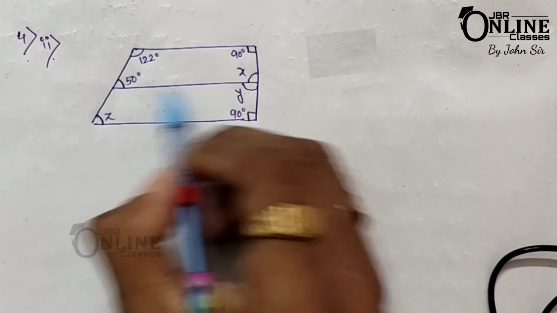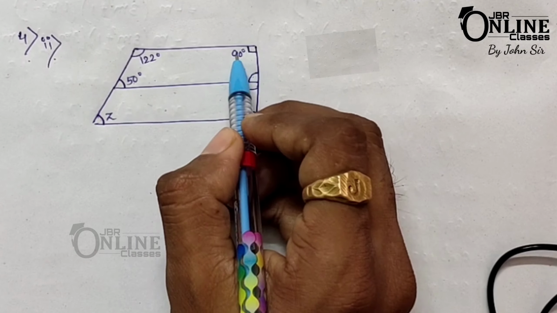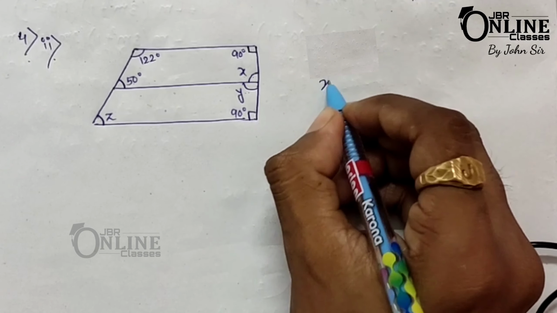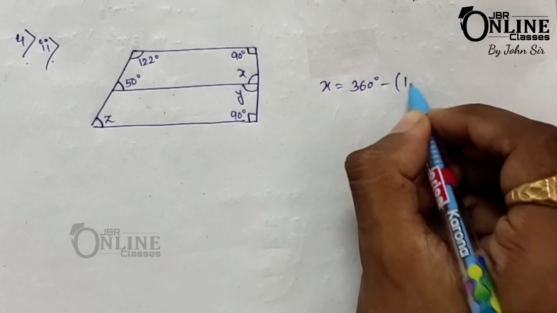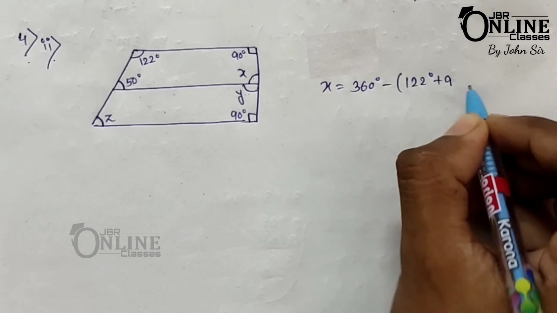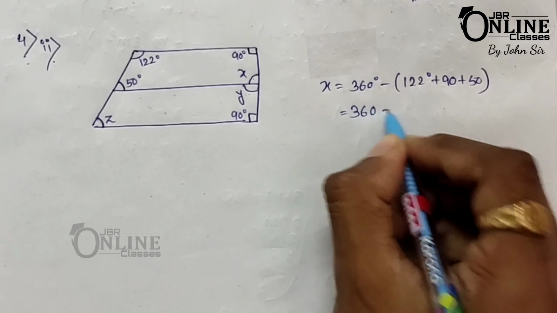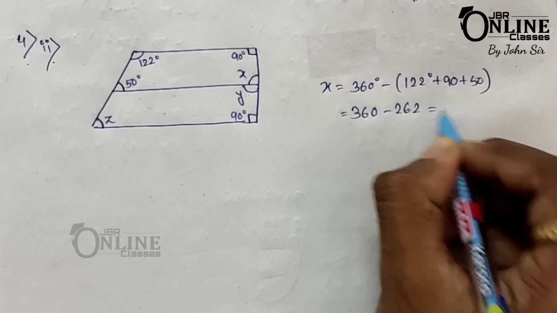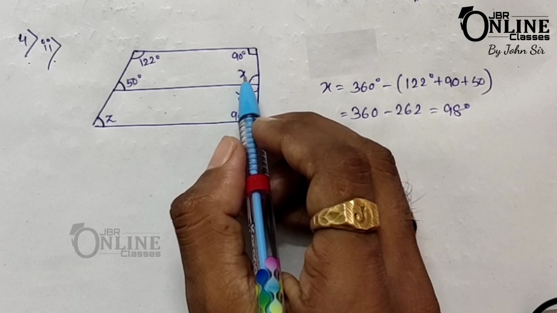So in the upper quadrilateral, we have 122 degrees, 50 degrees, and 90 degrees. To find the value of x, the sum of all angles equals 360. So 360 minus (122 plus 90 plus 50), that means 360 minus 262, and it becomes 98 degrees. So x equals 98 degrees.